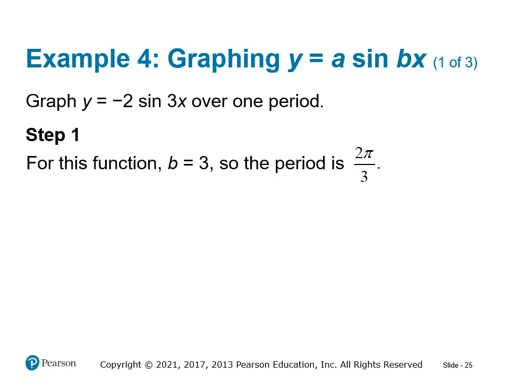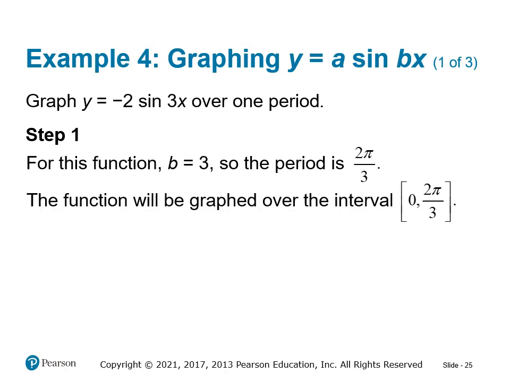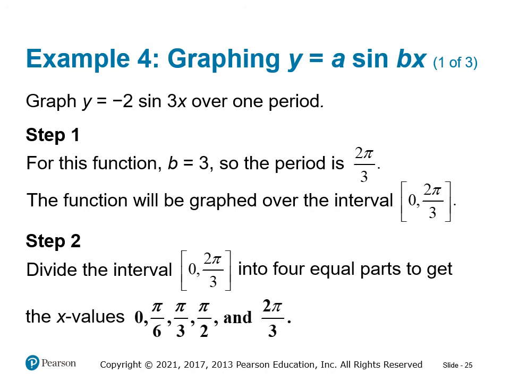We now need to divide this into four sections by multiplying the distance from 0 to 2 pi over 3 by 1/4, 1/2, and 3/4, right? Multiply by 1/4: 1/4 times 2 pi over 3 gives me pi over 6. 2 pi over 3 multiplied by 1/2 gives me pi over 3. 2 pi over 3 multiplied by 3/4 gives me pi over 2 simplified. So these are our x values that we're going to put in the first row of the chart.